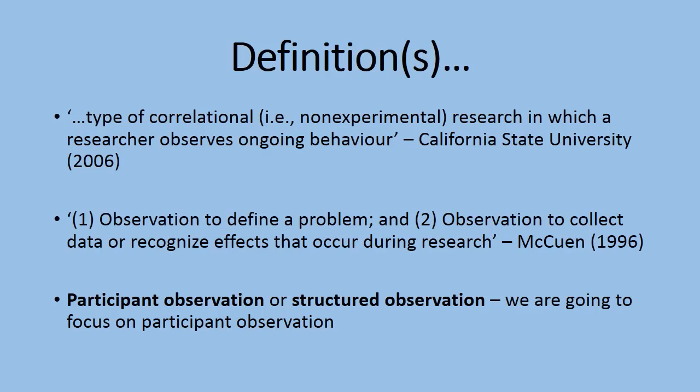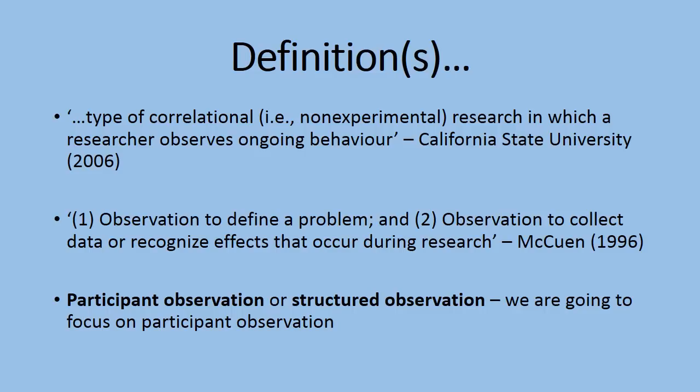So let's start off with some definitions of what exactly observational research is. The California State University gives a clear and concise explanation by stating that observational research is simply a type of correlational research, which basically means research that tests for statistical relationships between variables in which a researcher may observe ongoing behaviour of a subject or subjects.